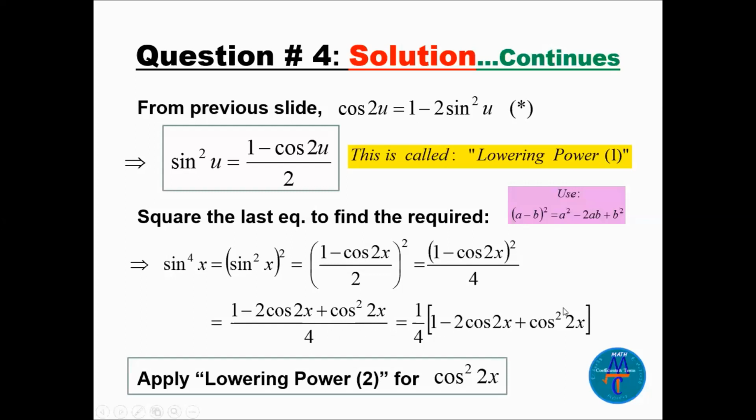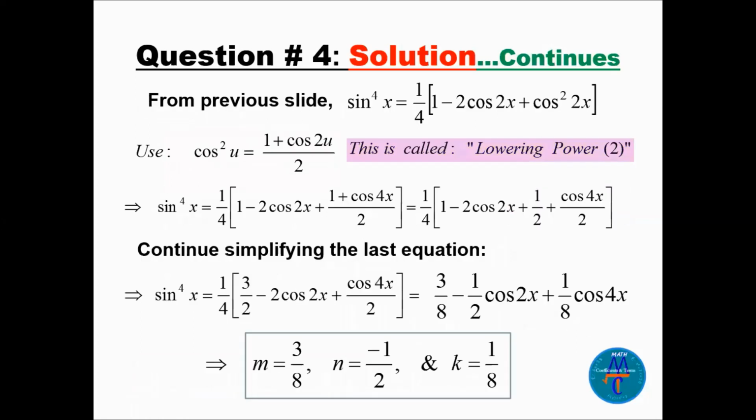Inside, what do we see here? There is a little trick also. We can see squared also there, but squared on the cosine. You see? That's another problem here. We see squared on the cosine. So we need lowering power number 2. Apply lowering power number 2 in the next slide for cosine squared 2x. I will show it to you.